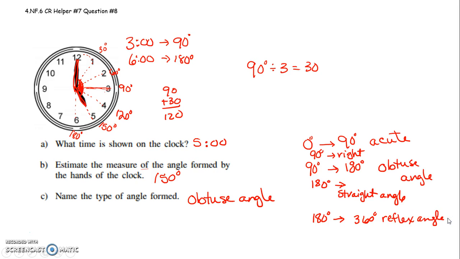Okay? Mostly they ask you about acute and obtuse. Ours is an obtuse. 5 o'clock is 150 degrees.